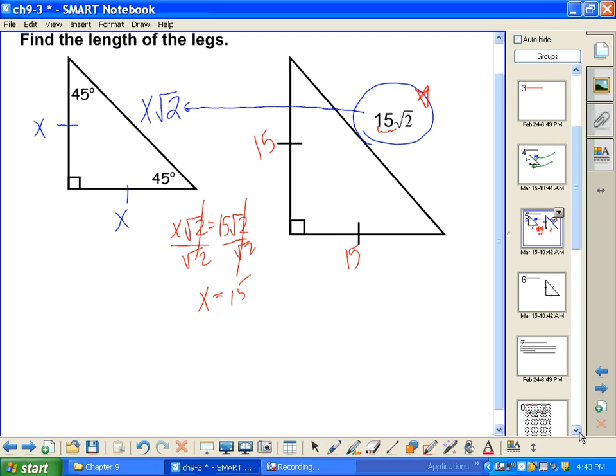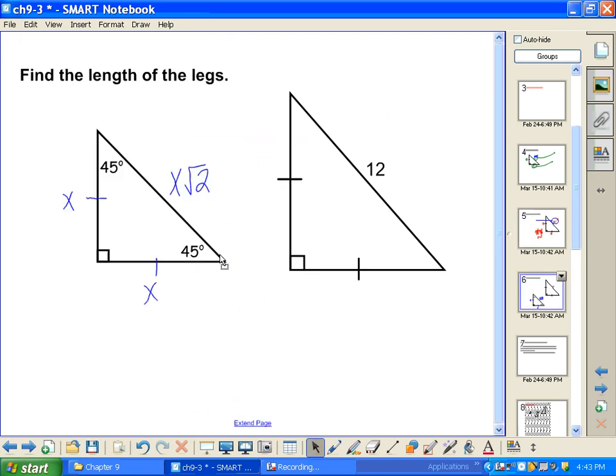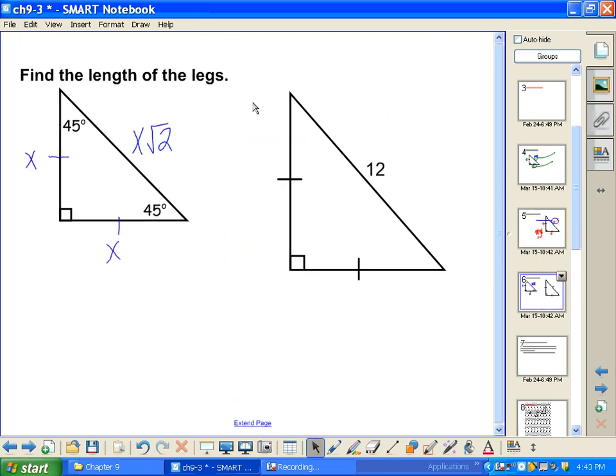Let me grab my formula triangle, take it along with us. So here we have it. We have our formula triangle, and we have our example. This time we're given that the hypotenuse is 12. So now I want to match up the hypotenuse of my example problem to the hypotenuse of my formula triangle. So I know that x radical 2 has to equal 12. They're in the same positions on the two triangles. So if I want to solve for x, I need to divide both sides by radical 2.